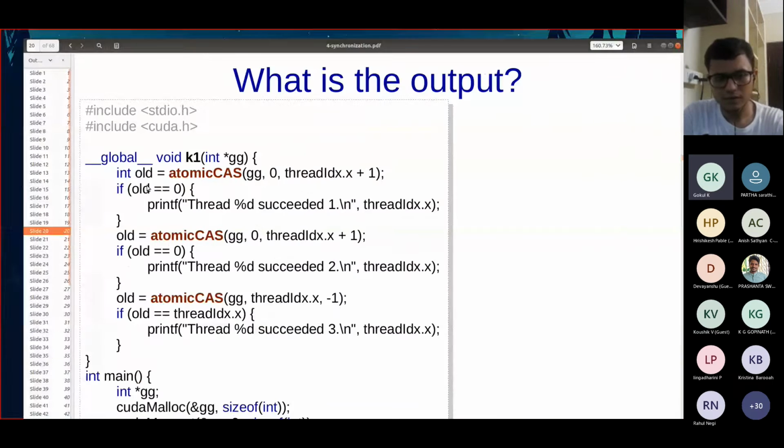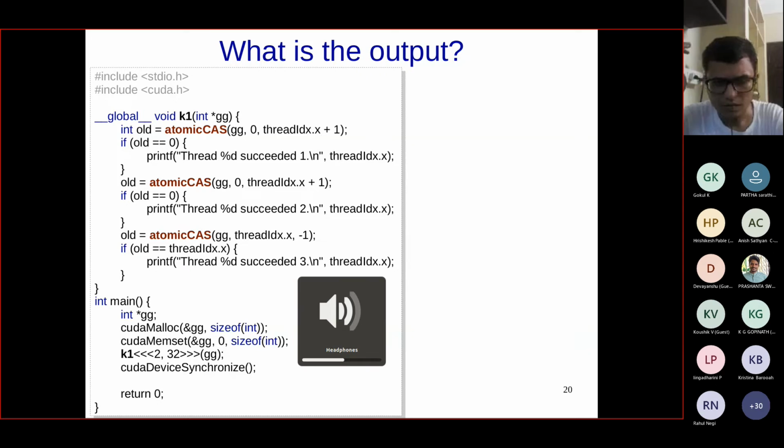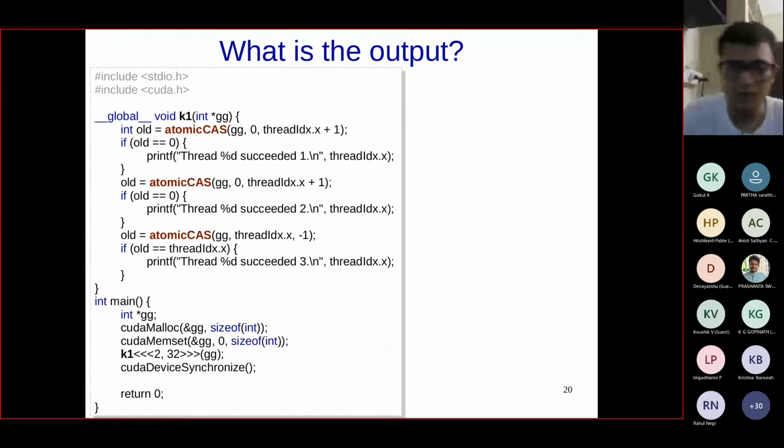So the atomic CAS will return the y value or the return value? Sorry, can you repeat? I missed some of your words. The atomic CAS will return the y value also for this. Yes, it will return this. No, it will not return y value. It will return the old value which was there in GG.